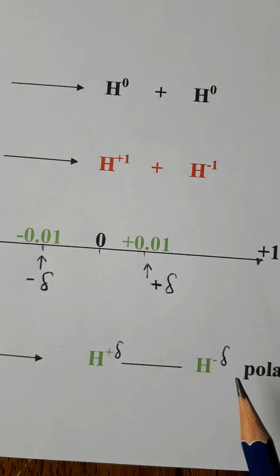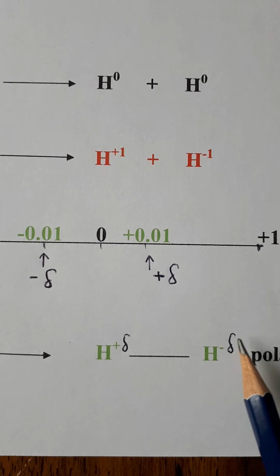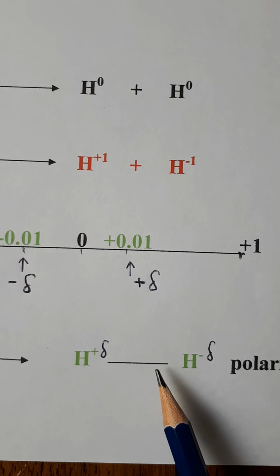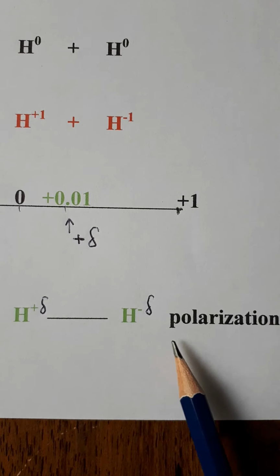So we draw it like this. This atom became minus delta charge. This atom became plus delta charge. And we say that the bond is polarized now. The concept is called polarization.